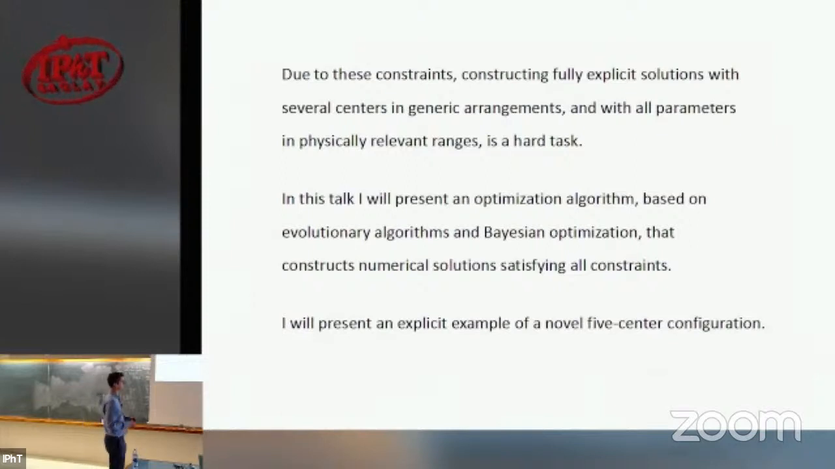And so in this talk, my goal is to tell you about an optimization algorithm, a computational approach, which combines a set of algorithms known as evolutionary algorithms and also a Bayesian optimization algorithm, which constructs numerically solutions satisfying all of these constraints, including both regularity and charge quantization. And I'll give you an explicit example of a novel five-center configuration with no particular symmetry on the five centers. And we also have a seven-center example in our paper.